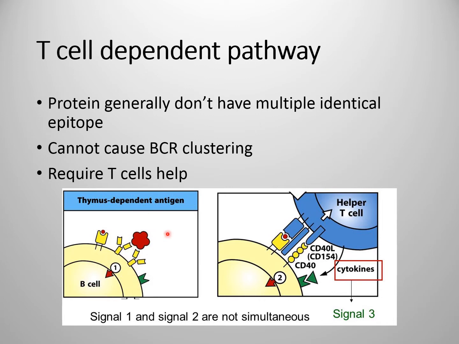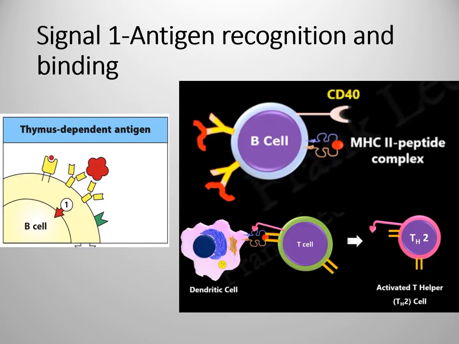The first signal is provided by binding of the antigen to the BCR. The second signal is provided by the interaction of T helper cells and the B cells. And the third signal is provided by the release of cytokines by the T helper cells. Now let us study the signals in detail.